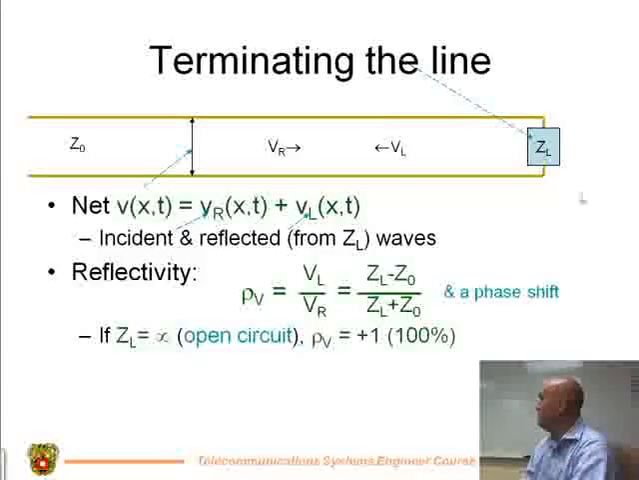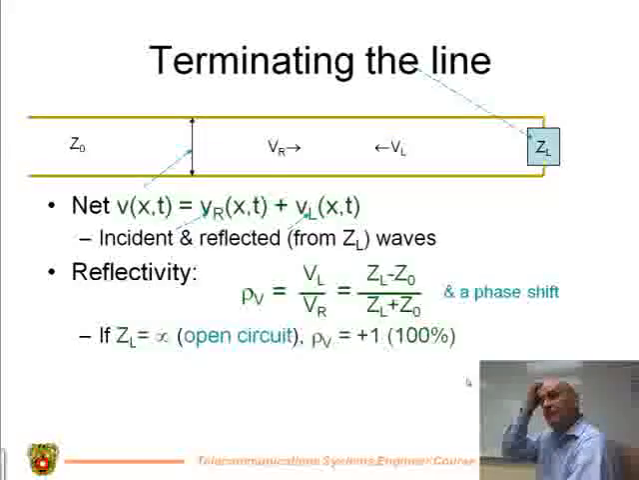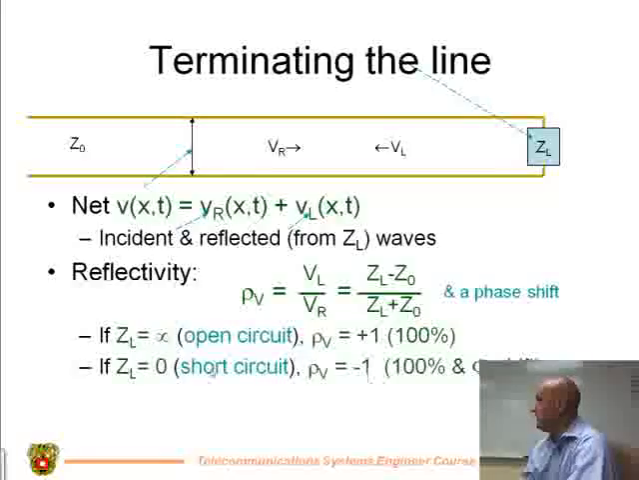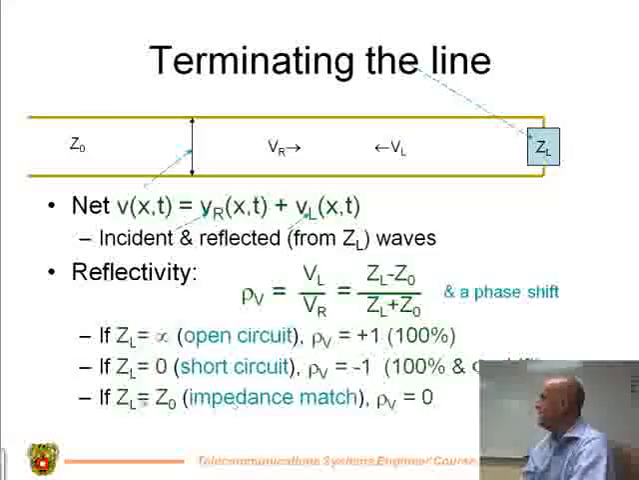Right, because if we have an open circuit, 100% of my signal is just bouncing back along the line. So I'm going to have interference all the way along. If ZL equals 0, if it's a short circuit, then we have minus Z naught over Z naught. So it's minus 1. So we have 100% reflection and a phase shift. If ZL equals Z naught, then rho V equals 0, which is what we want.